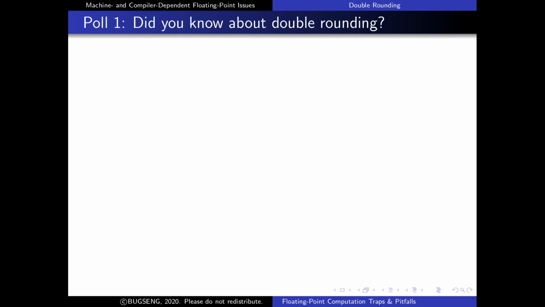Time for the first poll. Did you know about double rounding? Okay, so 70%: no, never heard of it. 19%: I knew it is a potential issue, but no more than that. 25%: yes, but I never noticed the problem myself. And 8%: yes, I have been bitten by it. That's very interesting. Thank you very much.